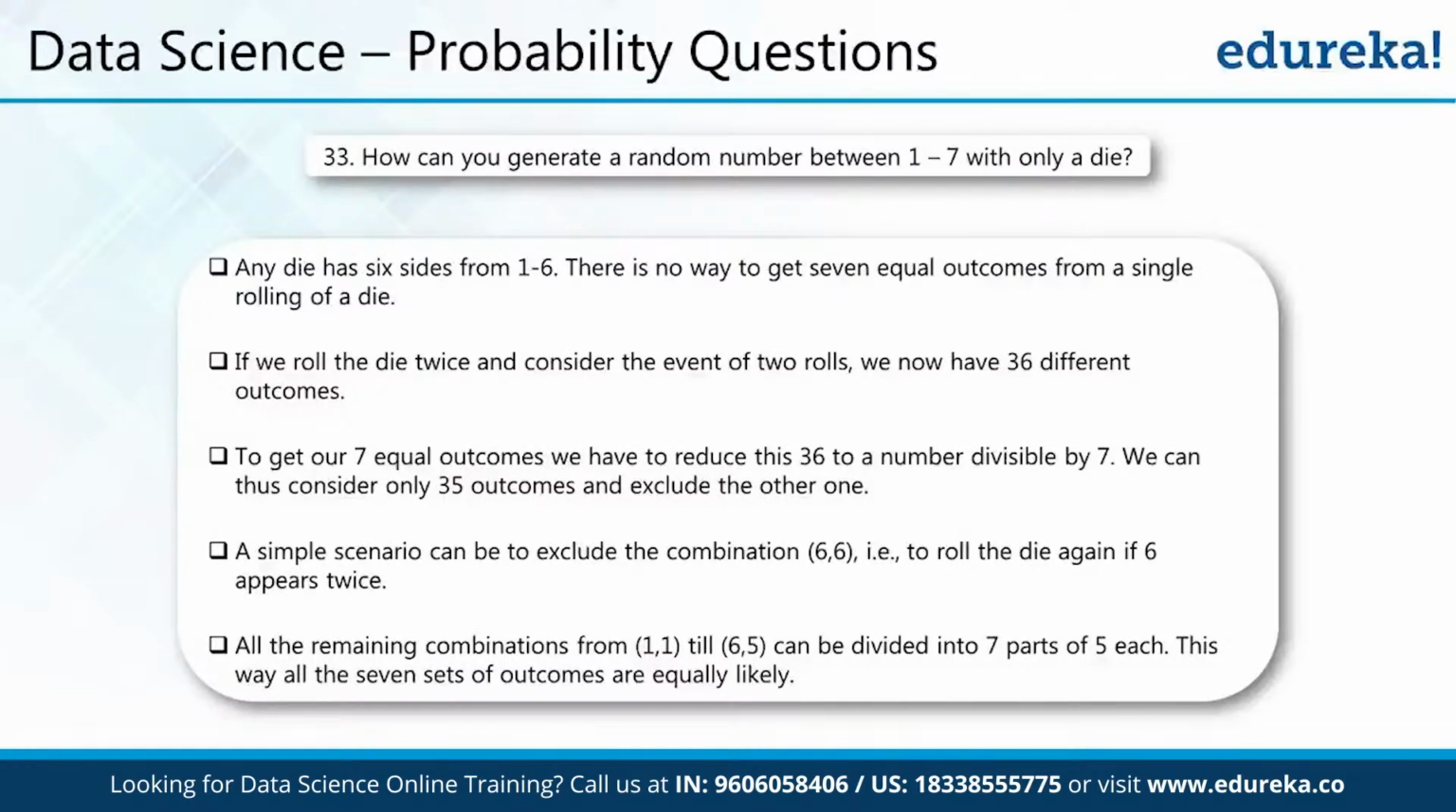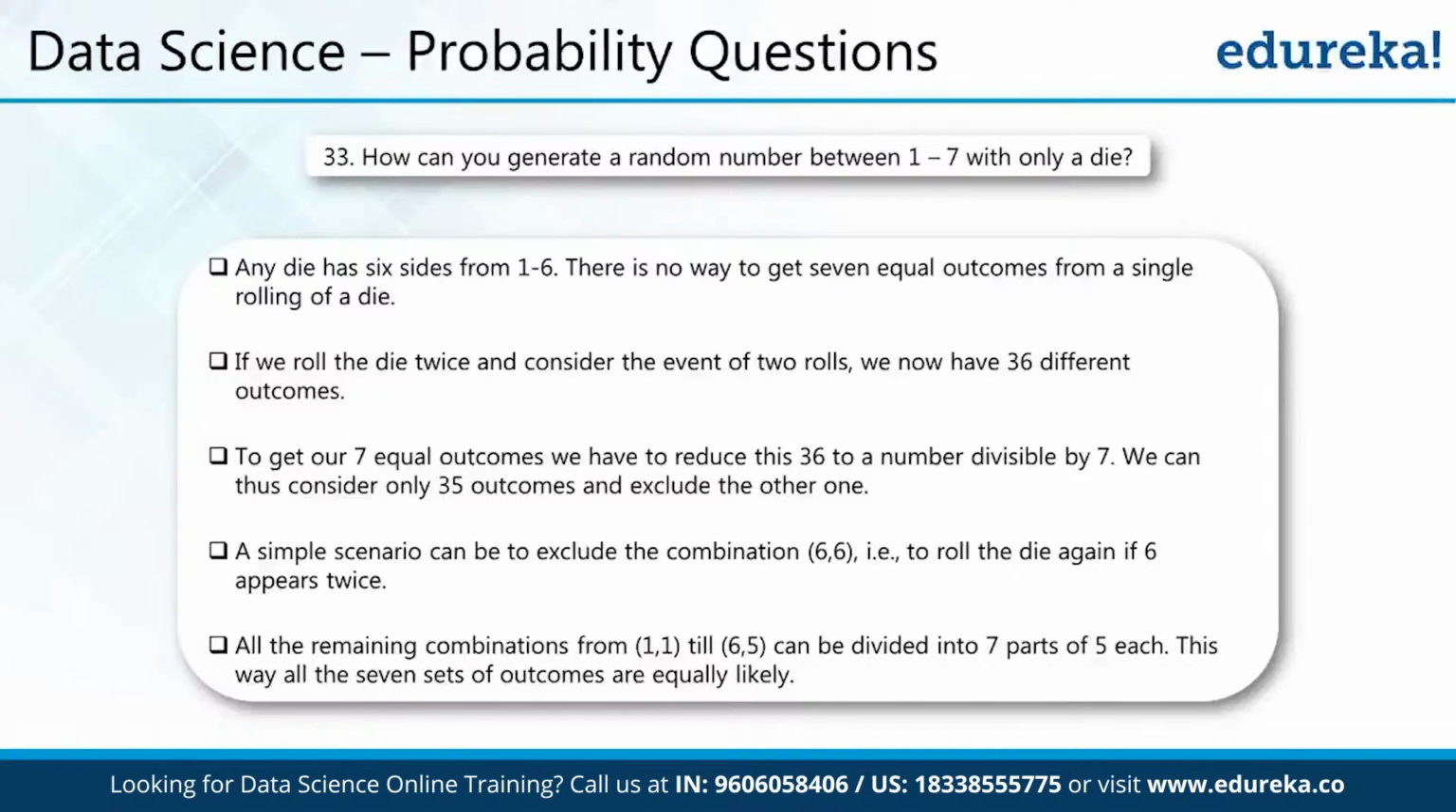So we have these 36 different outcomes. How do we now make sure that this is equally likely? First we have to find a number which is divisible by 7 and close to 36. So maybe we can exclude one of the possibilities from the 36 combinations and keep only these 35 possible outcomes, like excluding maybe 6,6. If we remove this possibility, we are left with the remaining 35 possible outcomes. With this one reduction, all we are left with are the possible combinations starting from 1,1 till 6,5, right?